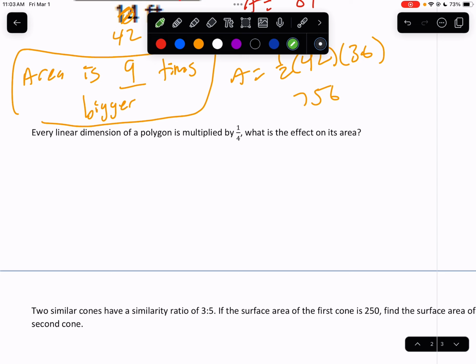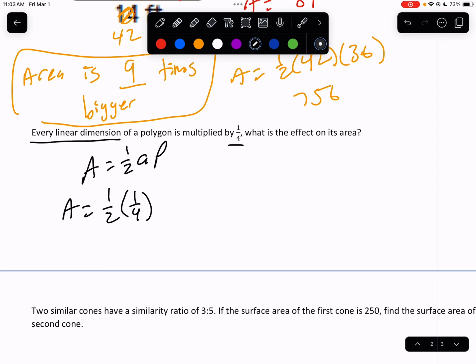Every linear dimension of a polygon is multiplied by 1/4. What's the effect on the area? The area of a polygon is 1/2 AP. So it says every dimension is multiplied by 1/4. So 1/2, the apothem would be multiplied by 1/4.